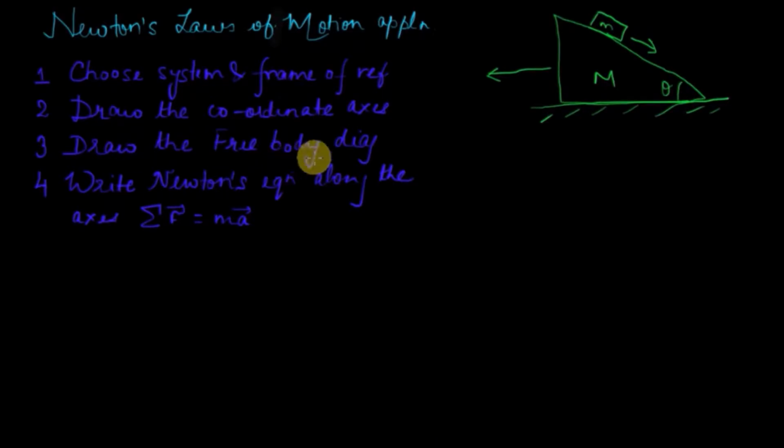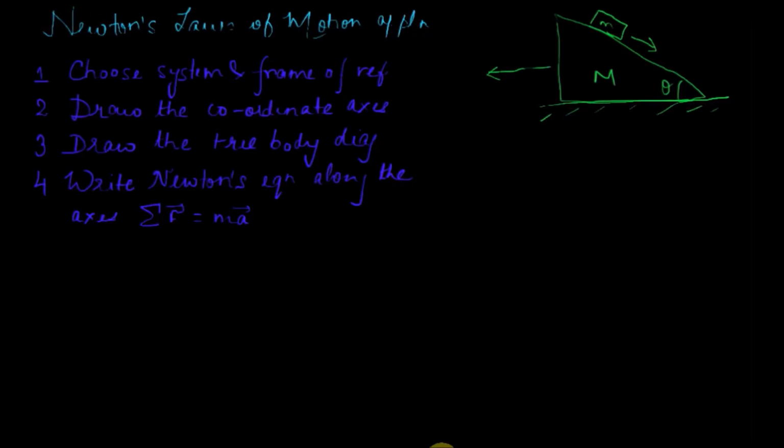So let's start with the problem. We have a prism of mass capital M, which is kept on the ground, and the surface of the ground is frictionless. On the slant surface of the prism, there is an object of mass small m which is kept, and this object starts to slide along the surface of the prism, and the surface of the prism is again frictionless. As this object of mass small m begins to slide along the surface of the prism, the prism starts to accelerate in the left direction. So the problem is to find out the acceleration of this object of mass small m with respect to the prism.